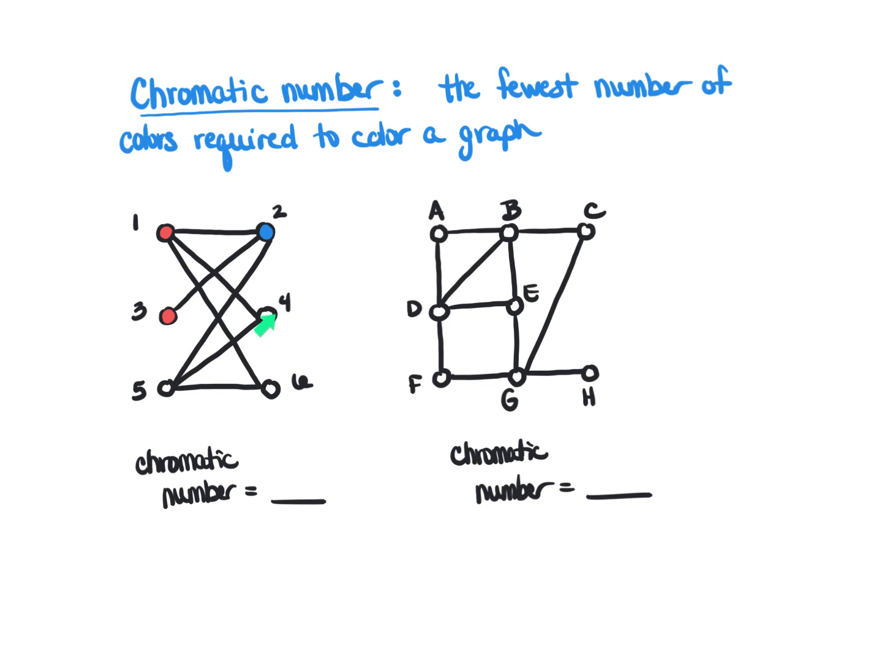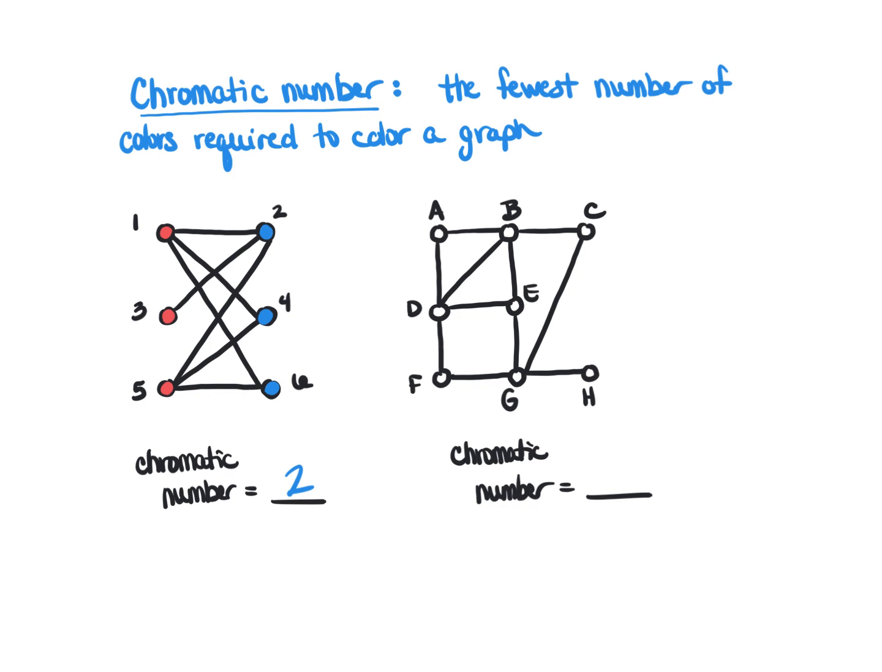Going on to vertex 4 is adjacent to 1, which has been colored red. So that means I could color it blue. Vertex number 5 is adjacent to the number 2 and number 4, which are both colored blue. So I can't color it blue, but I could again use red. And then notice that vertex number 6 is adjacent to 1 and 5, which are both red. So I could color it blue. That means the chromatic number of this graph is 2 because I can color it using 2 colors.